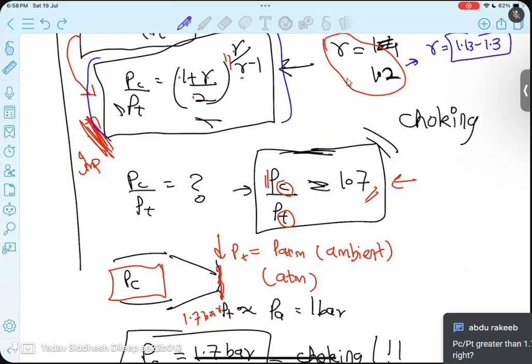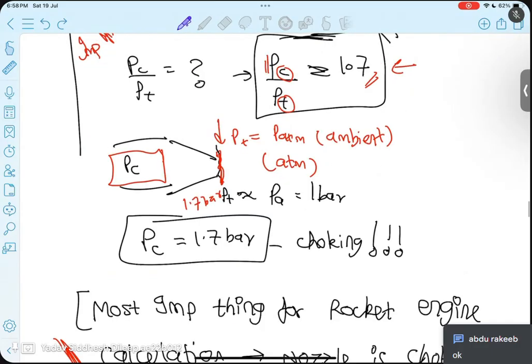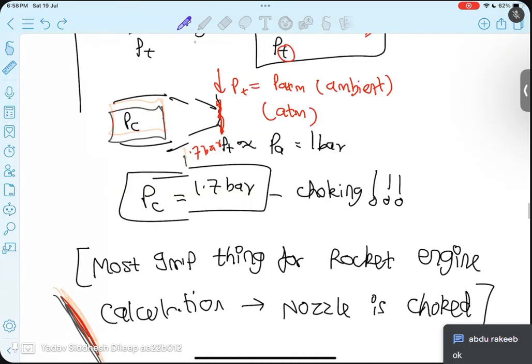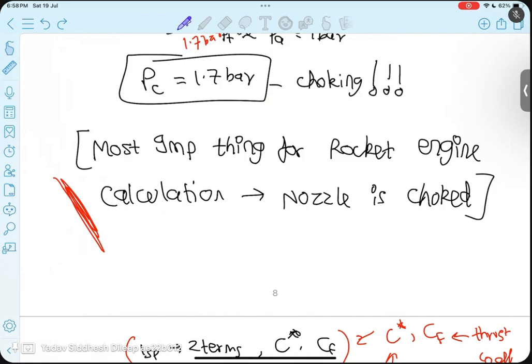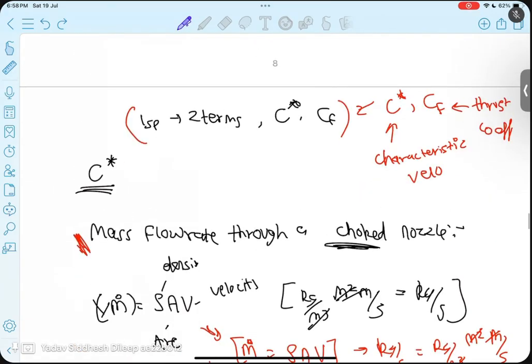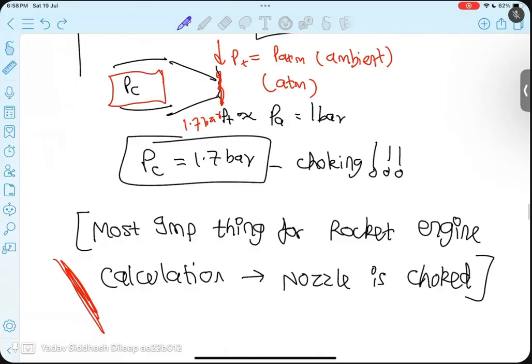Yes, correct. So just understand why we are doing this. That is very important. That's what I told you, most important for rocket engines, because the calculations are based on the condition of choking. Now, this is done. Anyone has any doubt in this particular part? Those derivations you can do on your own, no worries.